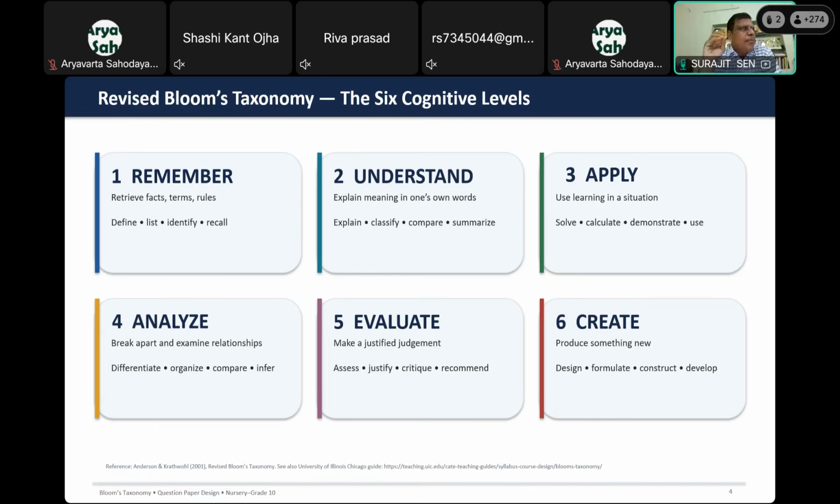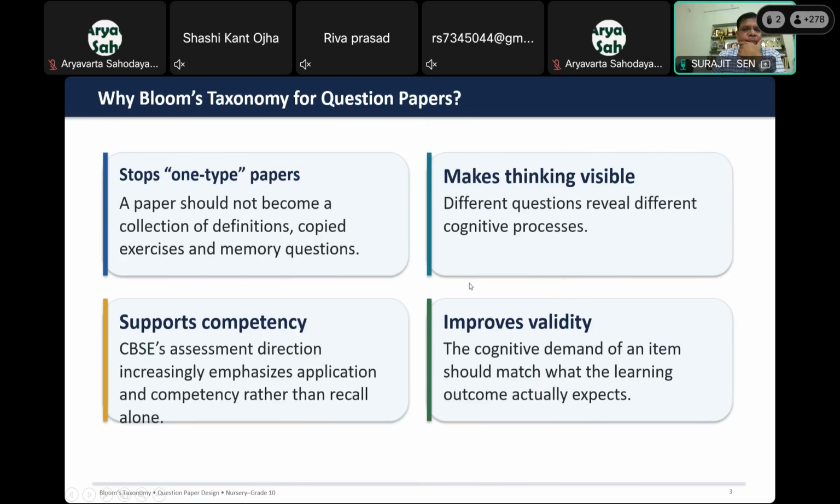And CBSE plays a very big role. They are always asking us to make questions on the basis of Bloom's taxonomy. If you open the syllabus of classes 9 and 10, you will find the blueprint of the question paper given, and they clearly make us understand how many questions, or what weightage of questions, should be from the remember section, from understanding, from application, analysis, and so on. So let's move forward and see what else we have.